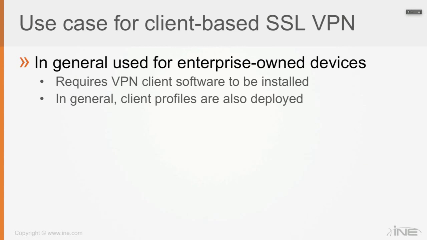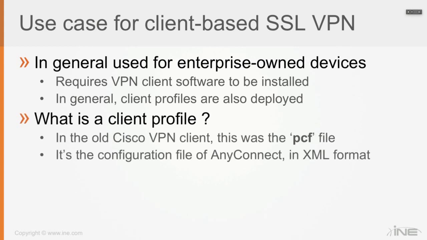Also, once the VPN client software is installed, in general, client profiles are also deployed. So what is a client profile? Like in the old Cisco VPN client, which was used to fire up IPsec remote access sessions, this was the PCF file. It's nothing else but the configuration of the VPN client software, which tells the VPN client software how to run the SSL VPN tunnel, where to connect, which certificates to use if you use certificate-based authentication, and which username and passwords to use. So it's a configuration of the AnyConnect VPN client software, nothing else. But with AnyConnect, the client profile is going to be in XML format.